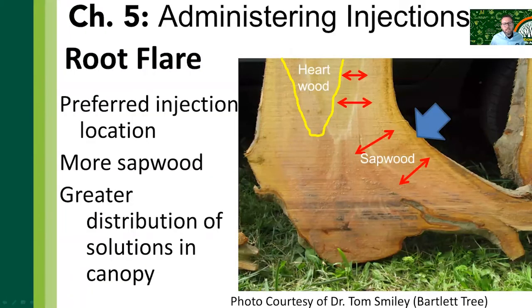Thanks for that information, Matt. And so you can see that setting up a trunk injection can be really, really fast and really, really effective.